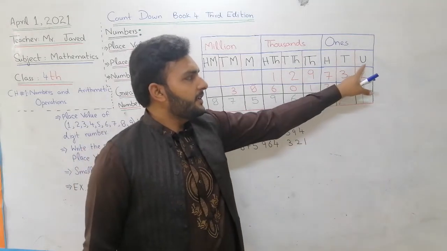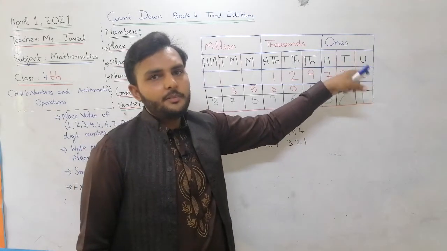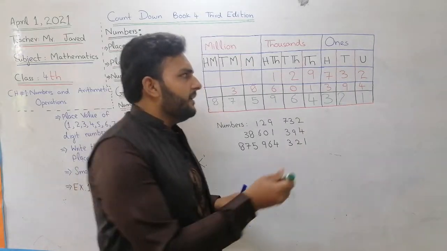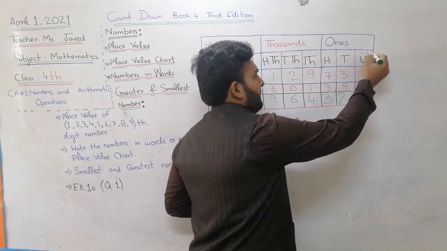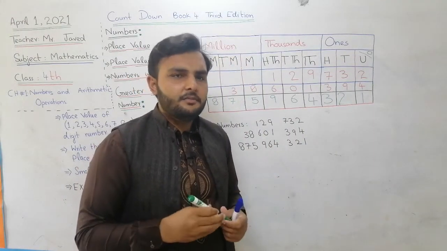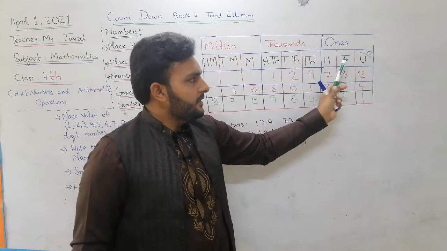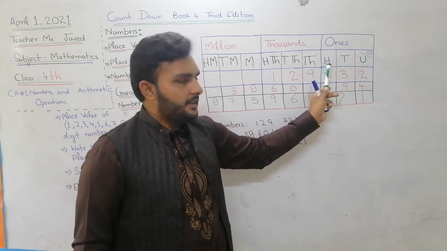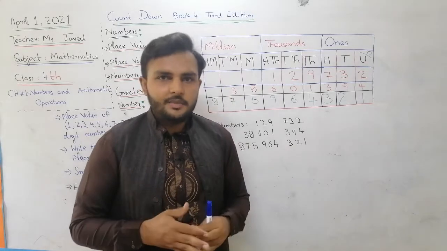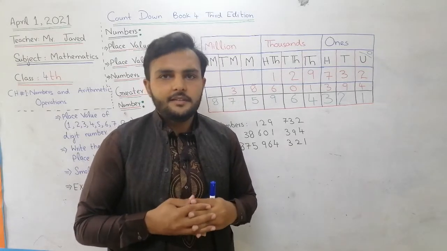Sometimes it is written in the form of U. O will also be written. O means ones. Ones and unit are both the same. I will write O here also. O means ones, the first one. Unit also means one. Unit, ones, tens, 100. 1,000, 10,000, 100,000. Million, 10 million and 100 million.